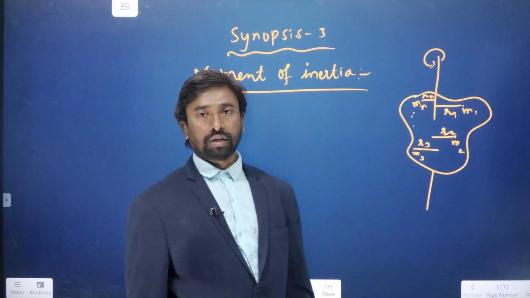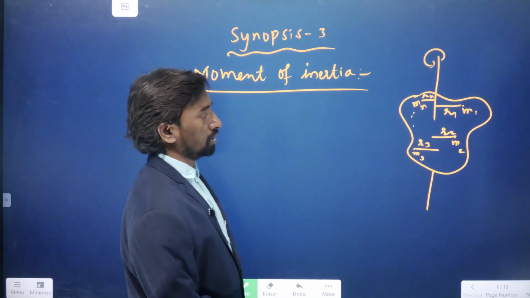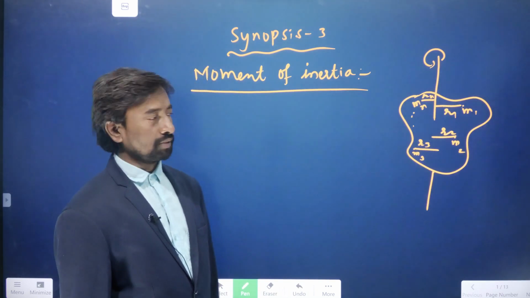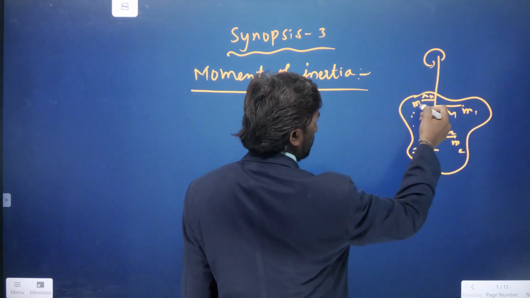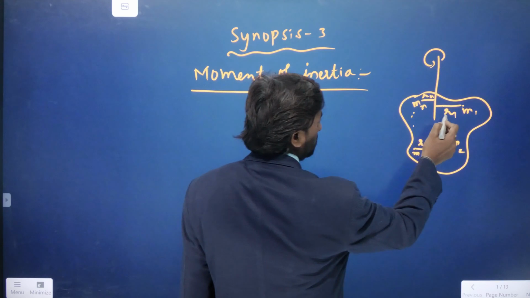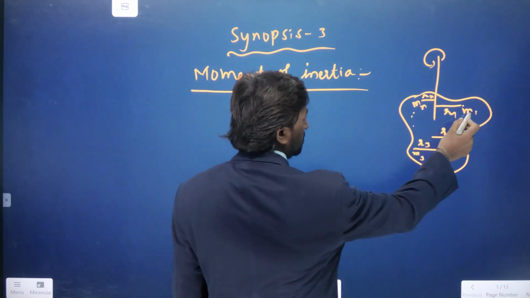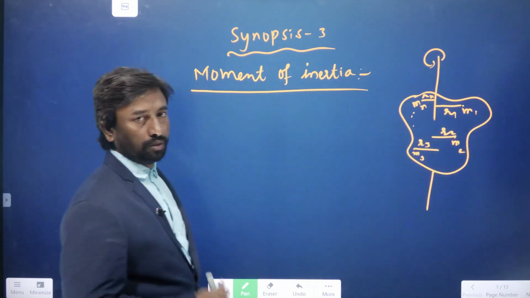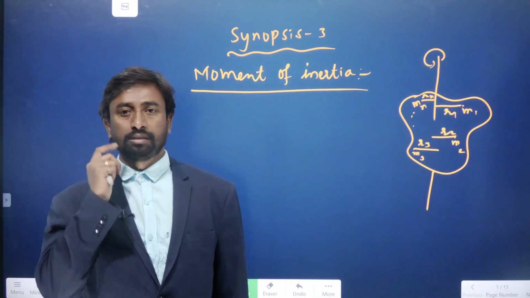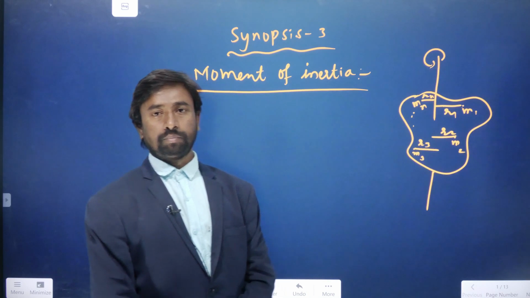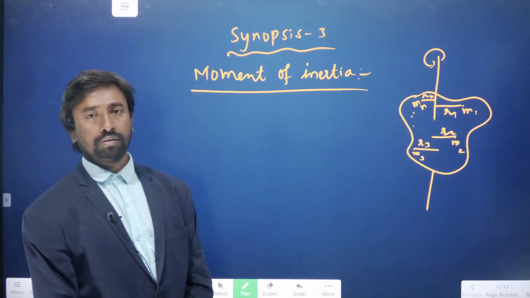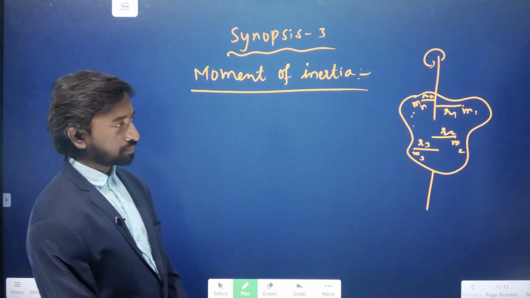Now if we consider the mass of the first particle, that is m1, then its moment of inertia is written with the mass at a distance r1 from the axis of rotation about which it is rotating. The moment of inertia is the product of mass and the square of the perpendicular distance from the axis of rotation.